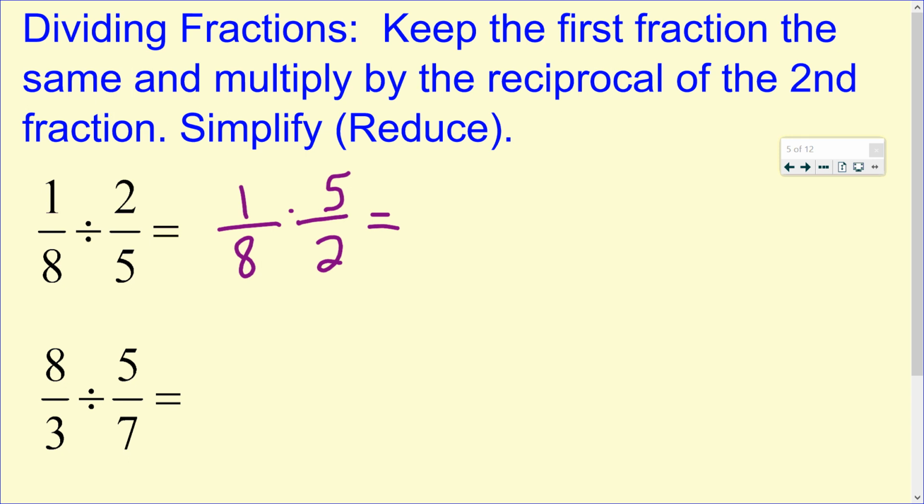So on top I get 5. On the bottom I get 16. Does 5 over 16 reduce? All right, you guys try the one at the bottom with partners. Give you a minute.